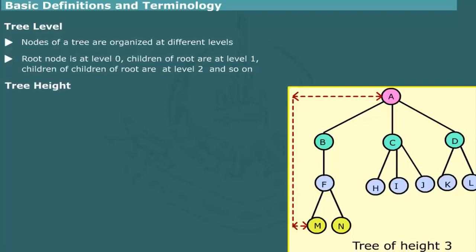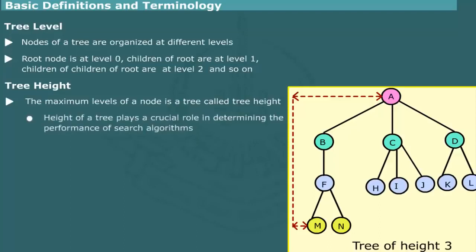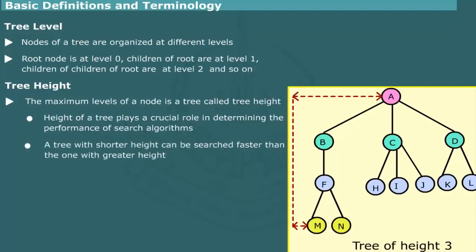Height of a tree. The maximum level of a node in a tree is called height of a tree. Thus, the tree structure in figure has height 3. As we shall see later, the height of a tree plays a crucial role in determining the performance of search algorithms. A tree with the shorter height can be searched faster than an equivalent tree with greater height containing the same data elements.